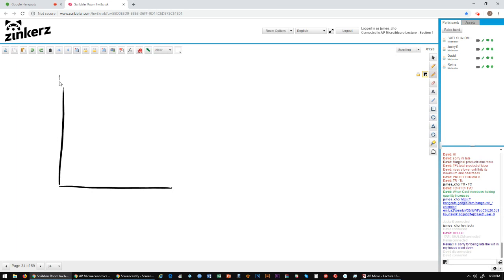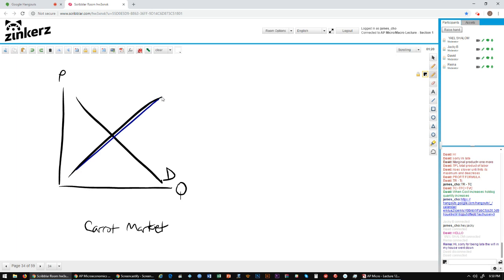Finally, we go back to our basic P and Q. So this is going to be the overall carrot market. From what you remember from before, what does market demand look like? A downward slope. What does market supply look like? Upward. That's it. It's that same downward sloping demand, upward sloping supply. Yeah, the basic supply and demand graph.